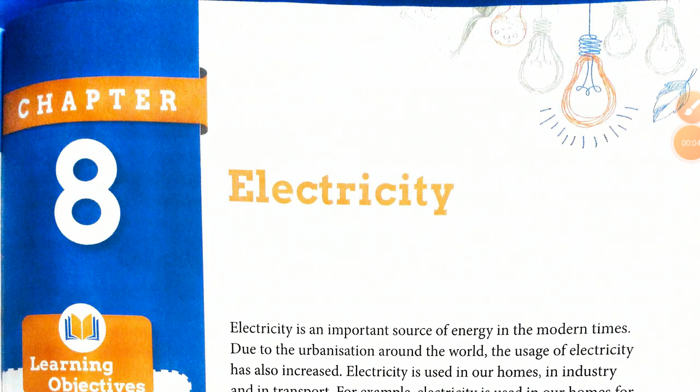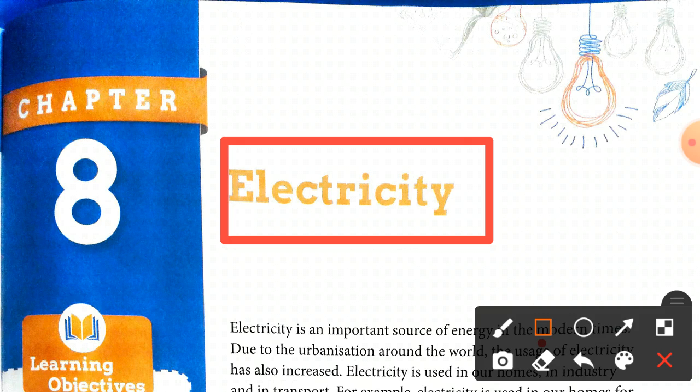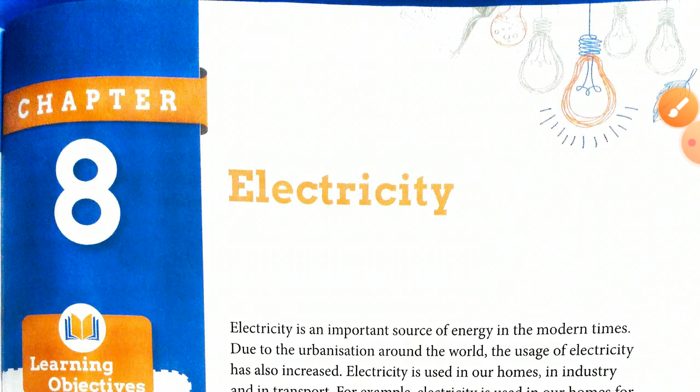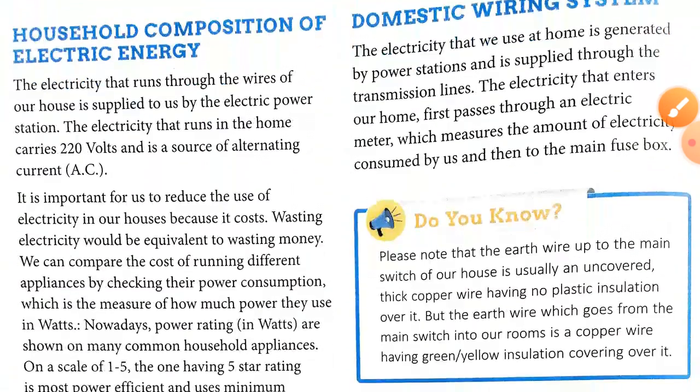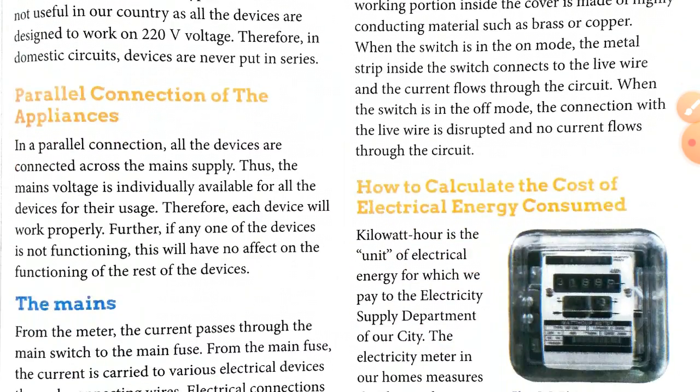In physics, as you know very well, we were discussing the topic electricity. This is chapter number 8, and this is lecture number 2. As you know, in our previous class we covered electricity: what is electricity, current electricity, static electricity. After that, we also covered the series and parallel combination. Clear?